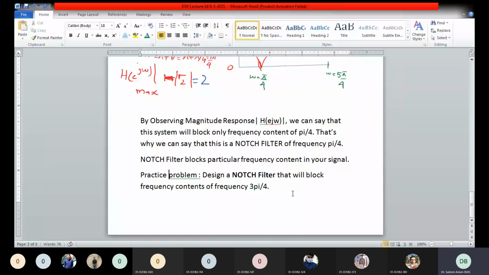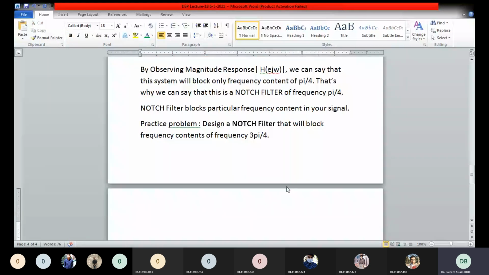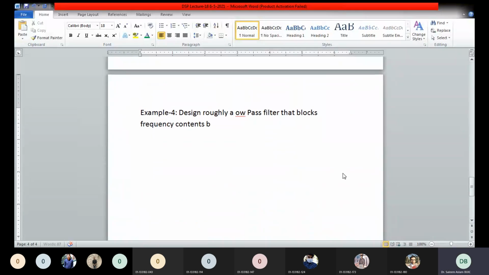Anyway, try this by yourself. Let's try to find design example number 4. Design roughly a low pass filter that blocks frequency content beyond pi by 4.